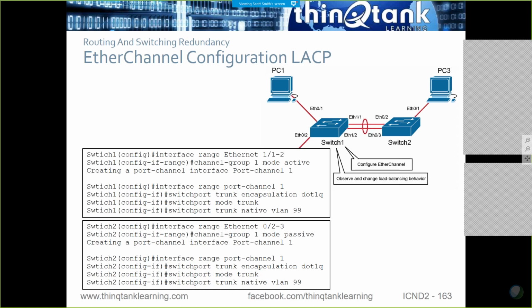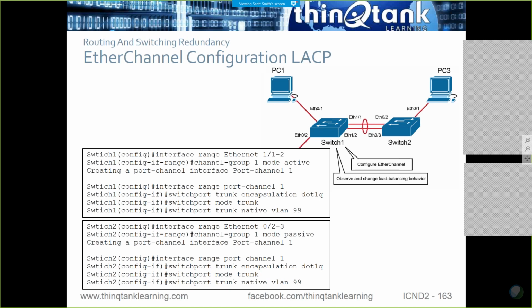Notice that as soon as I type channel-group 1 mode active, a port channel interface gets configured. Now the port channel interface is a logical interface that ties to the physical port. Also notice that all of my logical configurations, setting up the port as a trunk, setting the encapsulation on the port, setting the trunked VLAN, all of that gets copied or done under the port channel interface, not the physical interface.